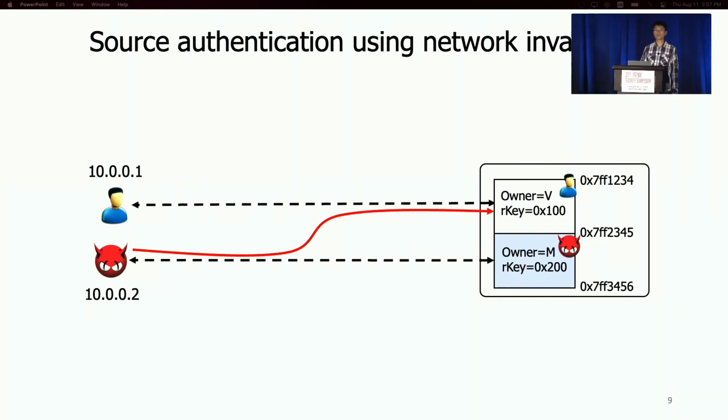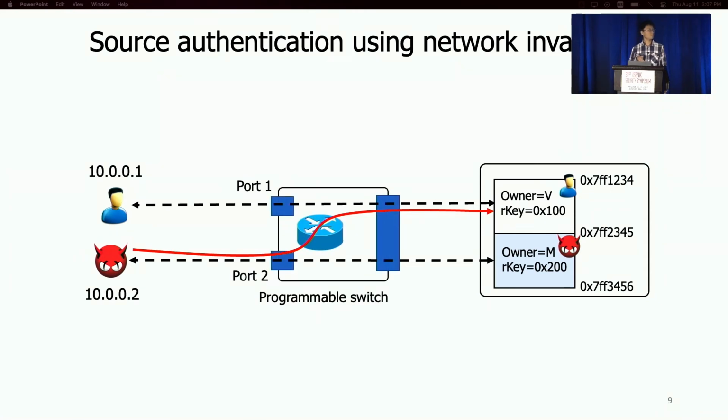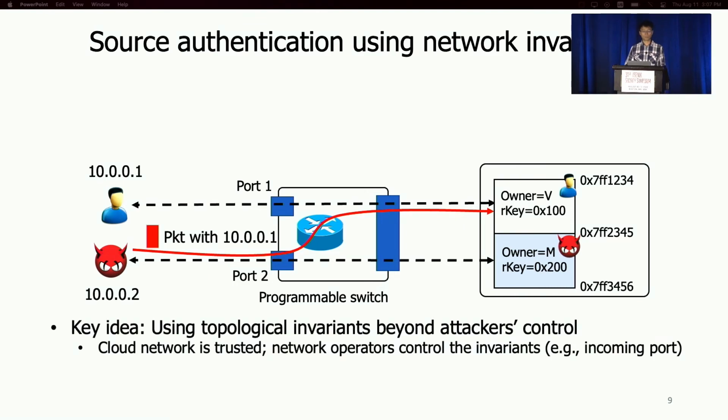I will use the same example Jiarong mentioned earlier, but here I also show the programmable switch and the ports it's used to connect to the clients. In this scenario, the attacker needs to spoof the victim's source IP, QPN, and other request metadata. Our key idea to defend against this attack is to utilize the invariance from network infrastructure that is beyond the attacker's control. This is possible because we assume a cloud setup where a network is trusted.